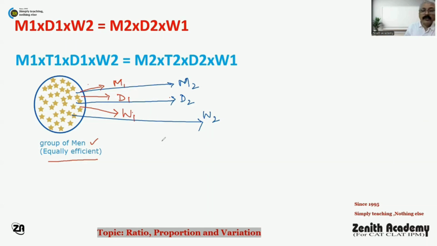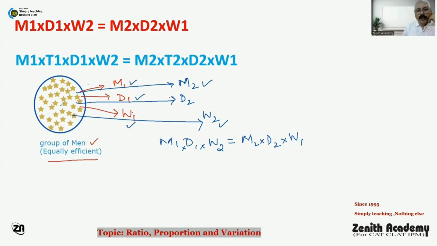Then there is a relation: M1 D1 into W2 is equal to M2 D2 into W1. This is a relation.